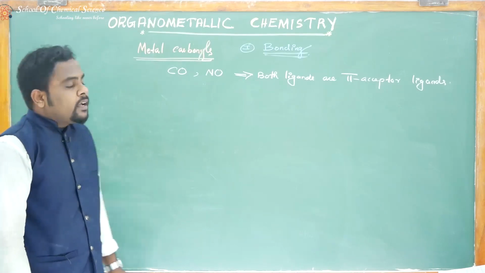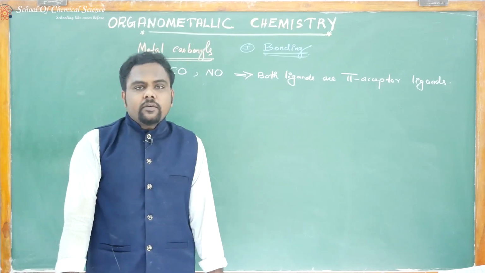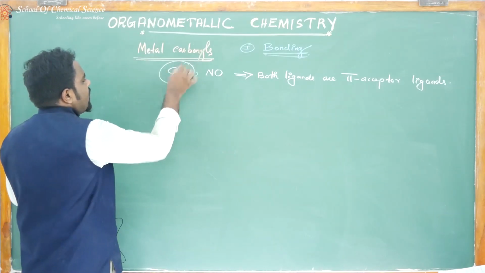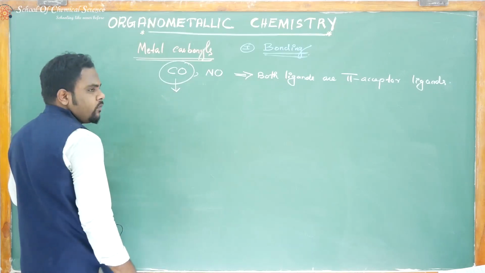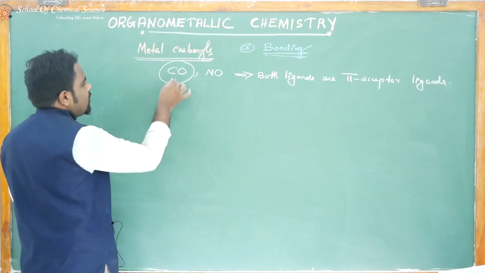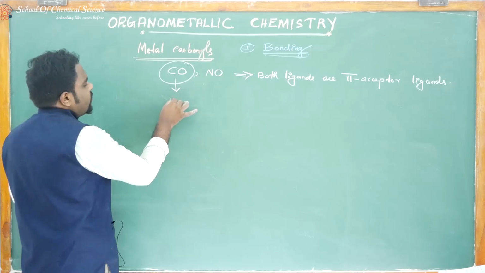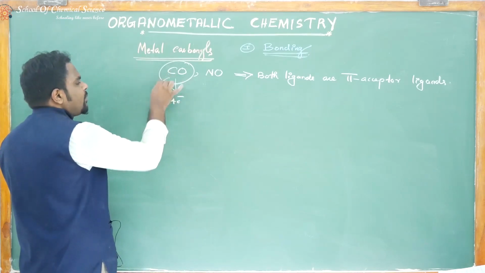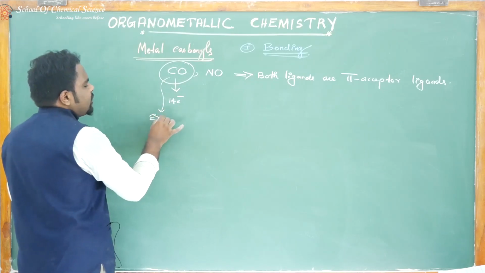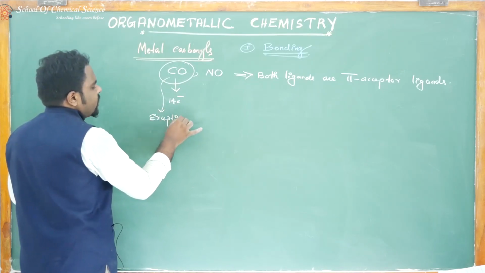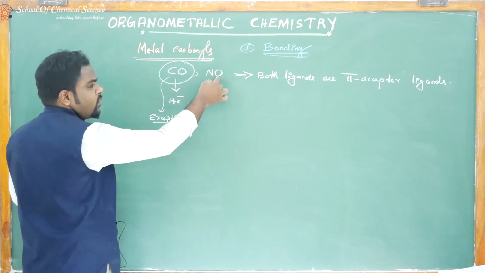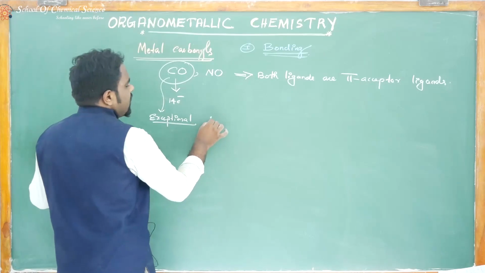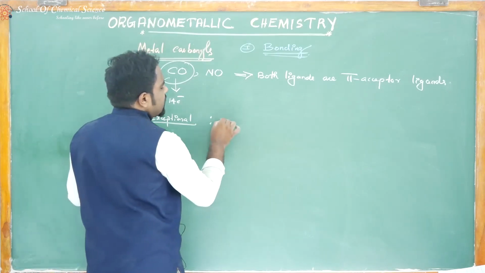What do you mean by pi acceptor ligand? Please listen, what is the MO diagram, the molecular orbital electronic configuration of carbon monoxide? Carbon monoxide, 8 plus 6, 14 electrons. You know carbon monoxide has an exceptional electronic configuration. In the case of NO, no exception; carbon monoxide has the exception. So what is the exceptional electronic configuration of carbon monoxide?